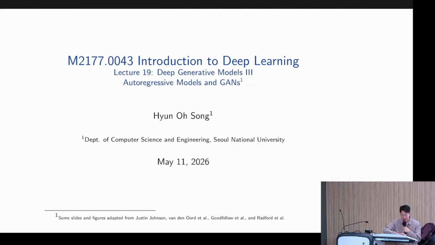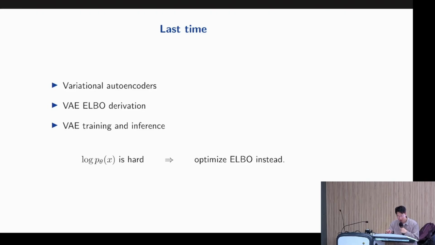Okay, then let's get started. So last time we talked about VAEs and ELBO variational inference, and today we're going to talk about other generative models.